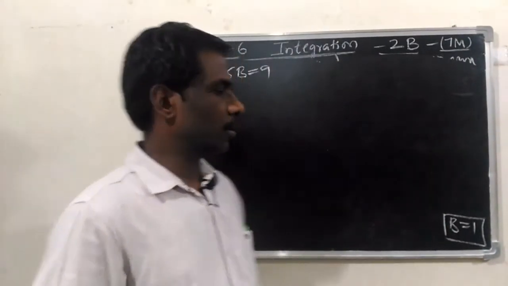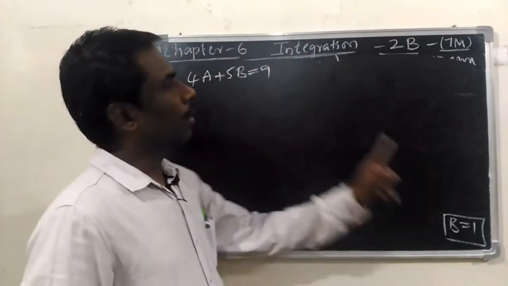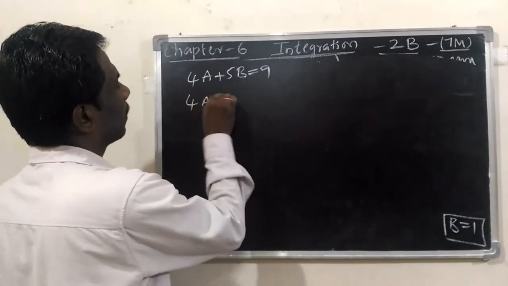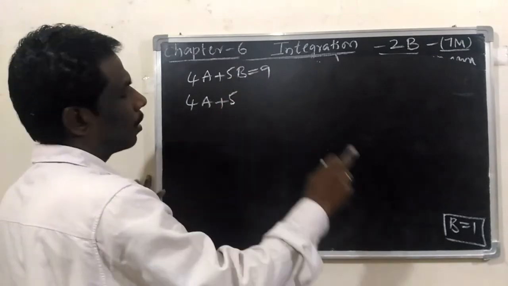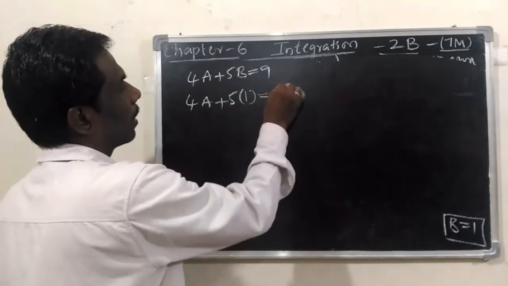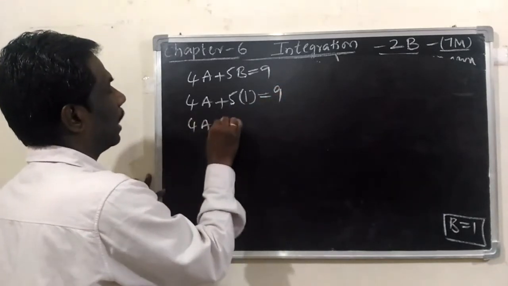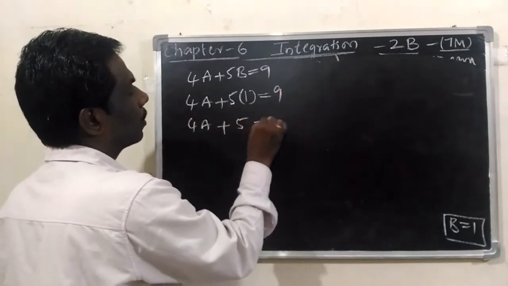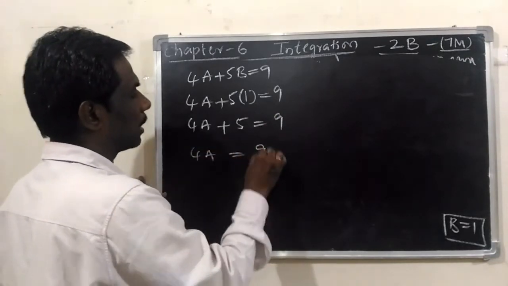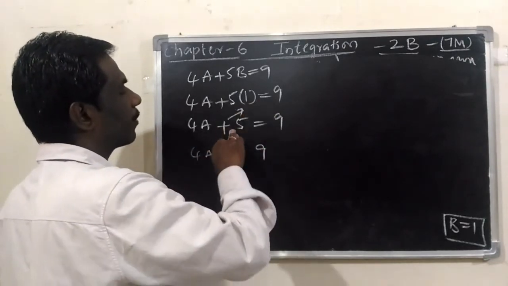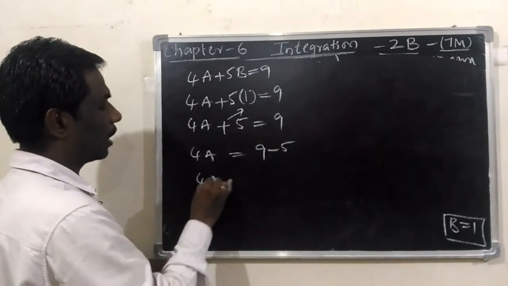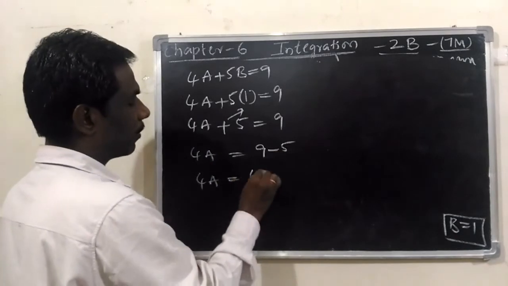Now I am substituting the b value in equation 1. So write 4a as it is plus 5 into b value, which is 1. In place of b I am substituting 1, and 9 as it is. So 4a plus 5 ones are 5 is equal to 9. So transfer this plus 5 to the right side, that becomes minus 5. So 4a is equal to 9 minus 5, which is 4.